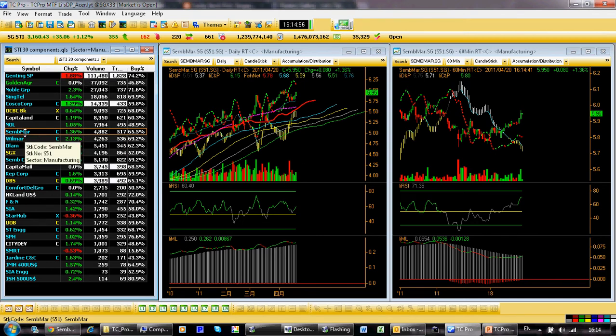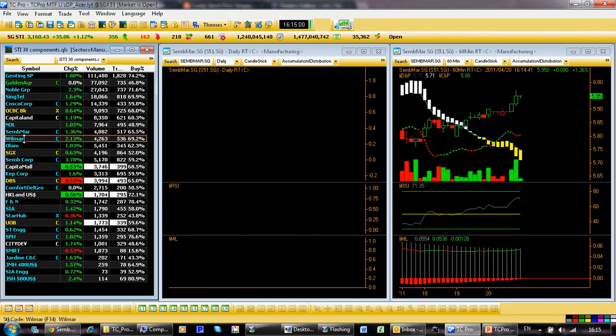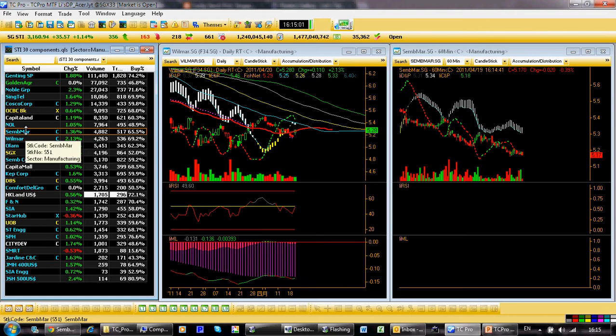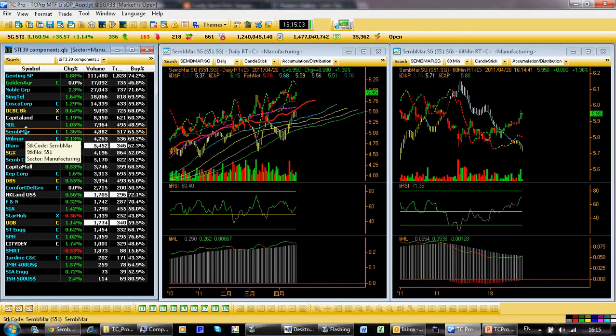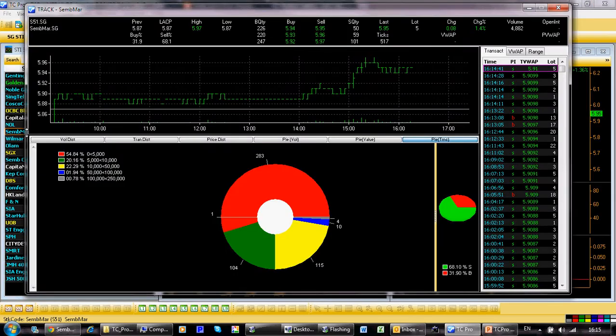There are two ways to open the tracker. One is on the code screen, highlight onto the counter and press the F1 key. Here is the tracker.